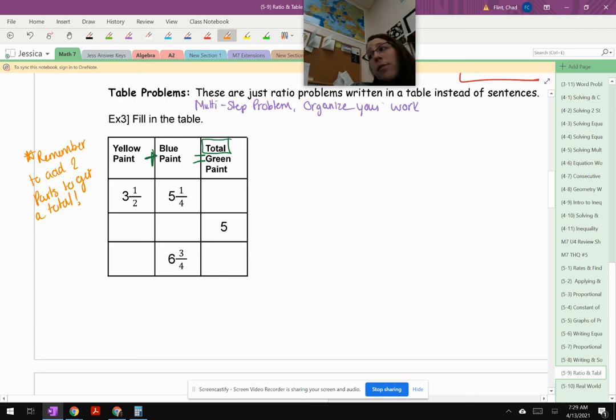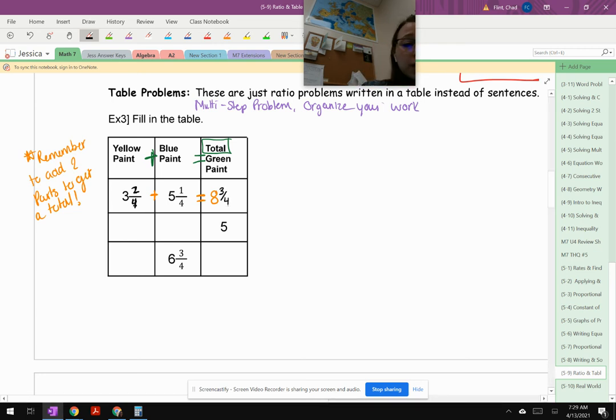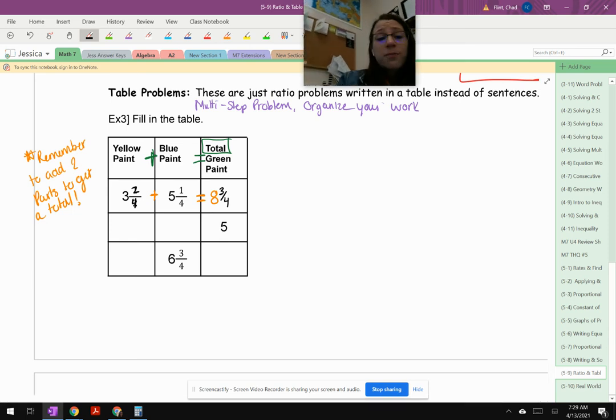So I can fill in this first spot right here by adding 3.5 plus 5 1/4. Because I'm adding mixed numbers, 3 plus 5 gives me the 8. 1/4 plus 1/2. 1/2 is really just, I can rewrite that into 2/4. So that's going to give me 8 3/4. You could also turn those into decimals if you wanted to, as long as you don't have to round them. If you're dealing with repeating decimals, those have to be left as fractions.